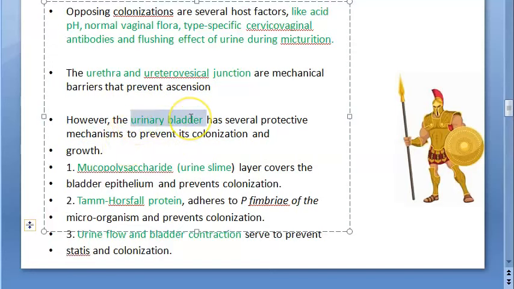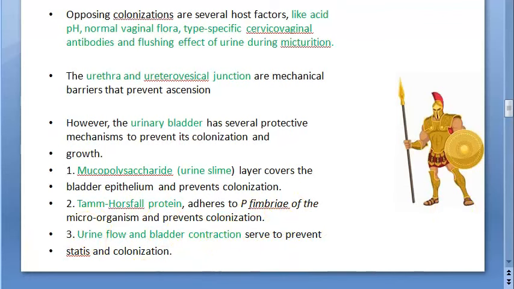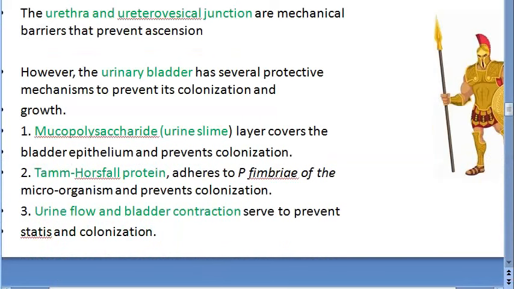The urinary bladder also has protective mechanisms like urine slime, which covers the bladder epithelium, so it will also prevent colonization. Tamm-Horsfall protein is a protein that adheres to the microorganism and prevents its colonization. P fimbriae, where do you see them? In E. coli and similar bacteria. Then urine flow and bladder contraction. Basically, urine flow and bladder contraction itself will prevent stasis and colonization. So if you urinate, you are pushing out the bacteria so that you will not give it time to colonize.